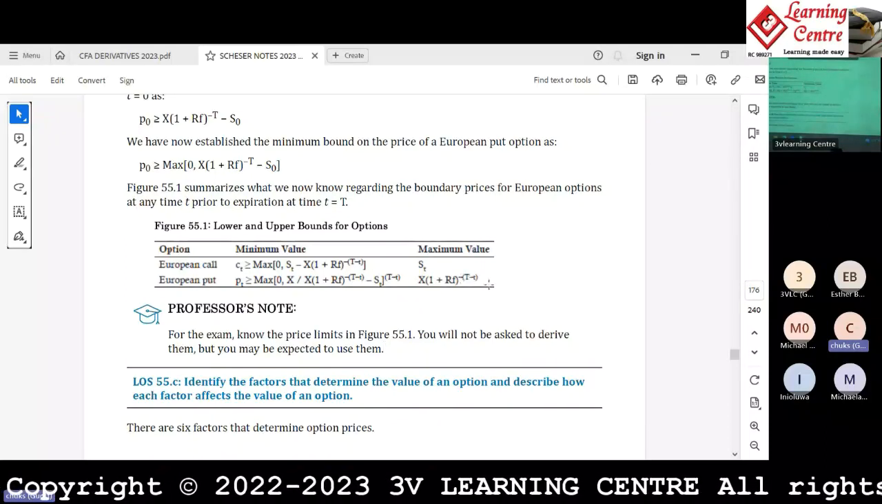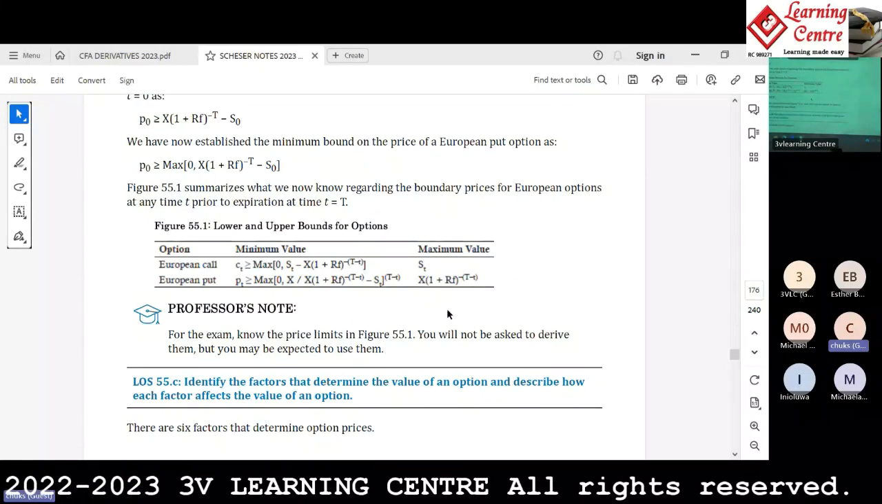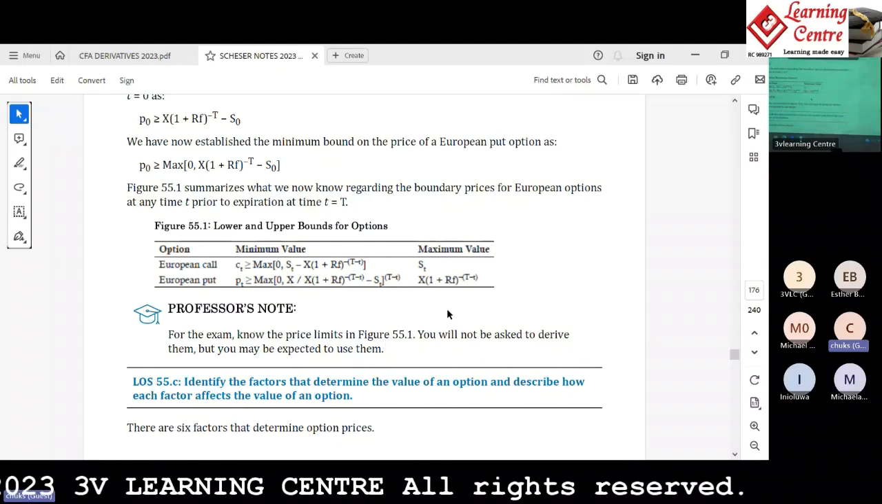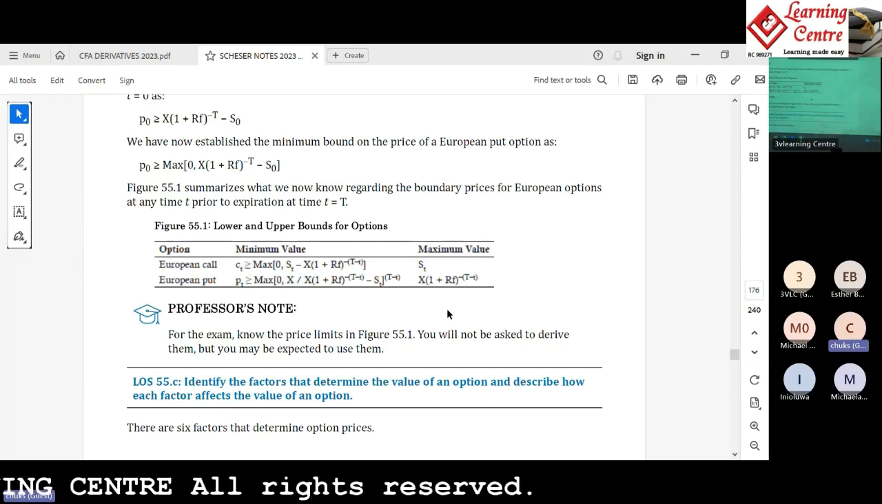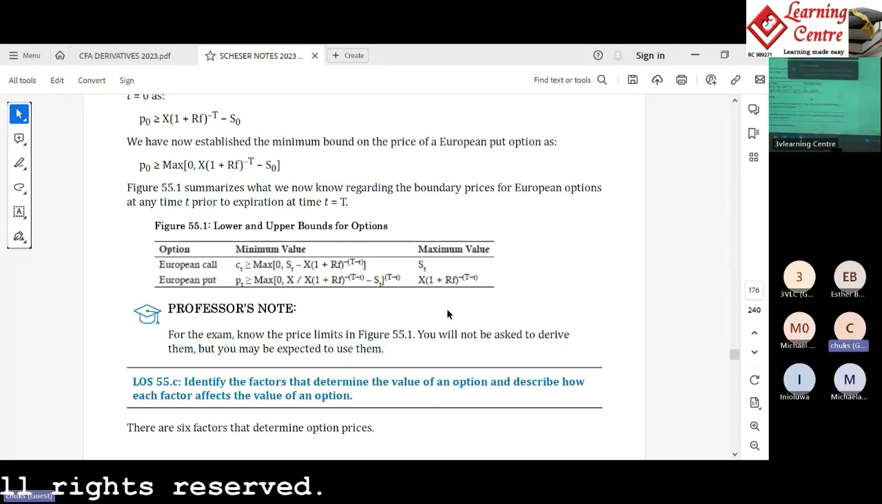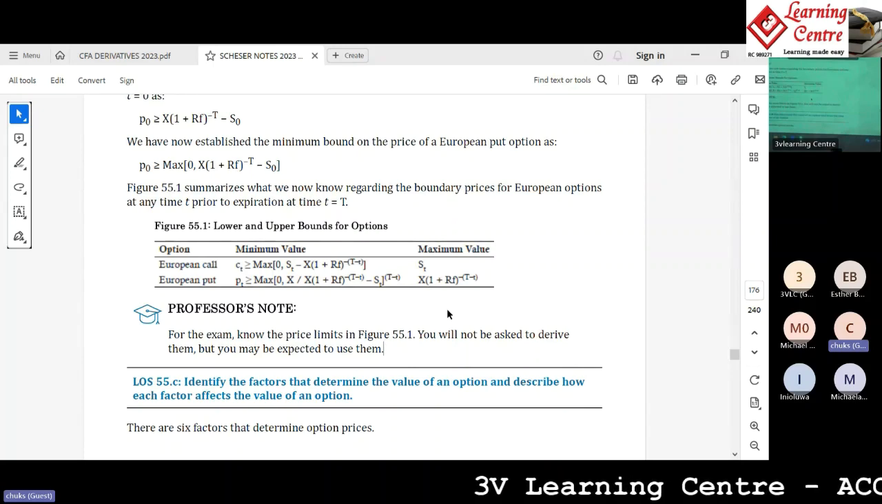So instead of this minus RT, it could have easily been X divided by 1 plus RF. But like I said, you are not going to be asked to calculate it. You just need to know it. So for the European put, the maximum value is the present value of the exercise price. That's all you need to know about this put. Now, the minimum value is that you don't exercise it, which is 0, or max of 0, basically.